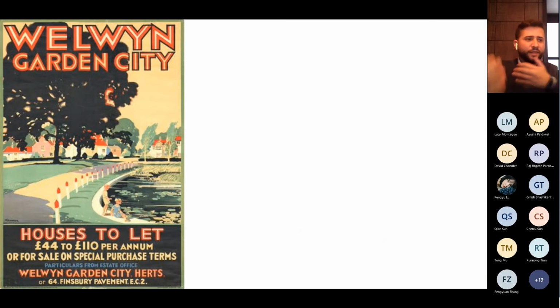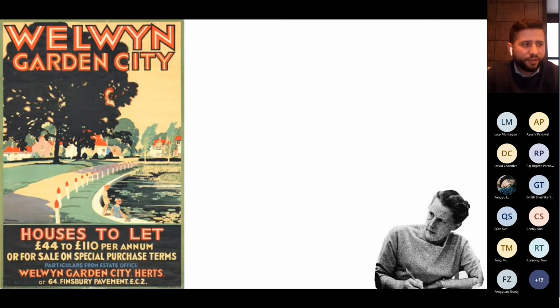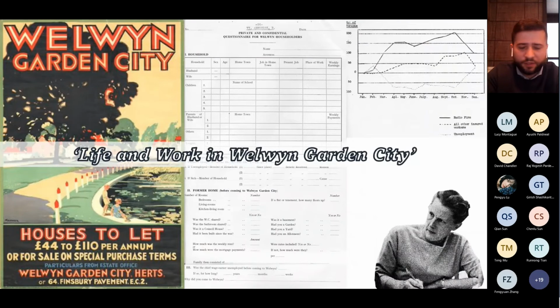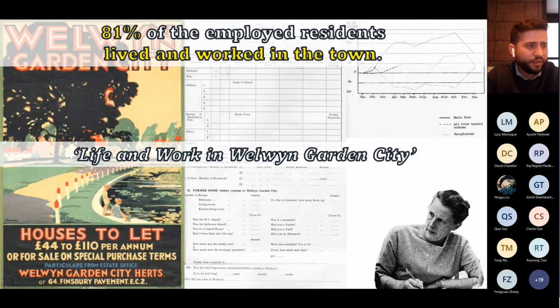In 1939, the architect Jacqueline Tyrwhitt carried out a thorough survey on labor conditions, standard of living and general amenities in Welwyn Garden City, called Life and Work in Welwyn Garden City. By means of statistics and data collected in 1939, she stated that 81% of the employed residents of Welwyn Garden City worked in the town, which meant a great success of the scheme in terms of self-containment and independence from the metropolis.